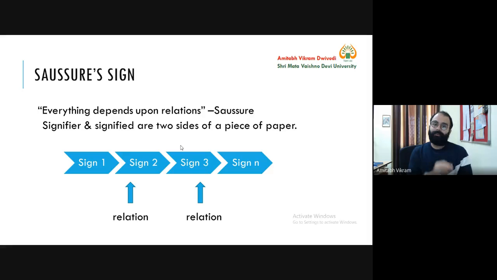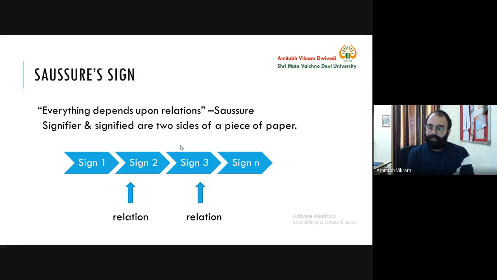Now when we try to understand the concept of sign, Saussure says that you can understand sign as a piece of paper. Now, piece of paper is a metaphor here. All of you have seen a piece of paper. Now, what is so special about a piece of paper? A piece of paper has two sides. So if you want to define a piece of paper, you will say a piece of paper must have two sides. So here, what Saussure says is that a sign is like a piece of paper, and a sign must have a signifier and a signified.